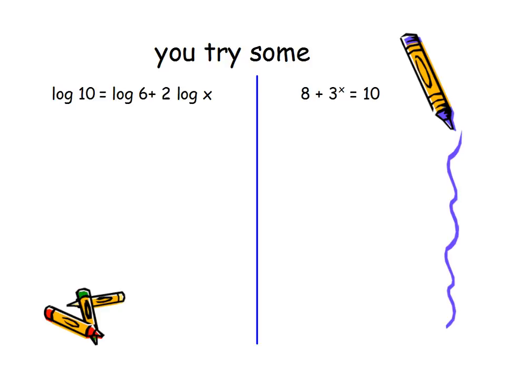How about if you try some without me? Looking at this first one, it appears we're going to be doing some property stuff because there's so many logs in there. Try to do some condensing first. The second one is an exponential. Let's see if you can come up with some method to solve this. Go ahead and pause the video. Really, I'll wait for you. Go ahead.